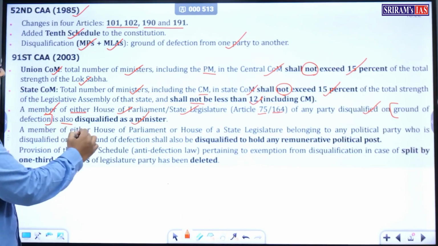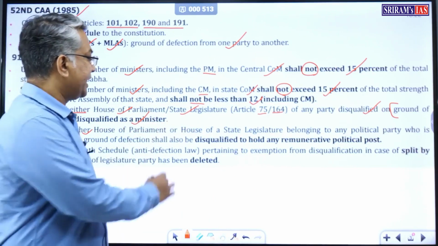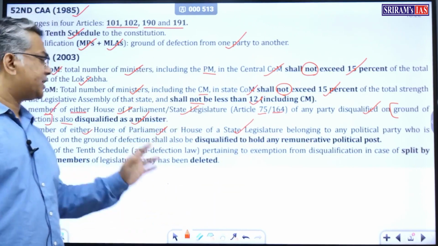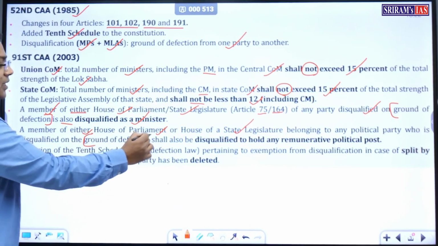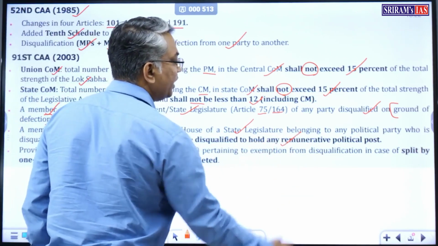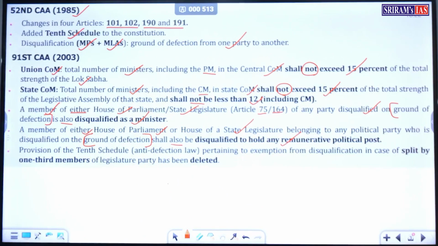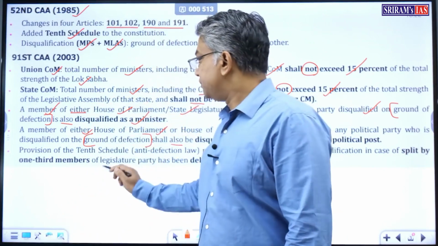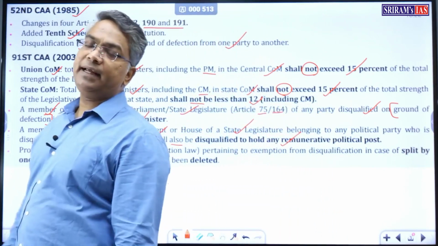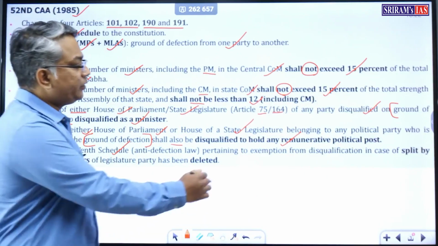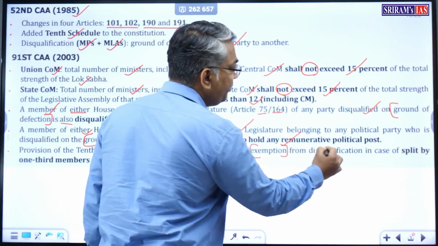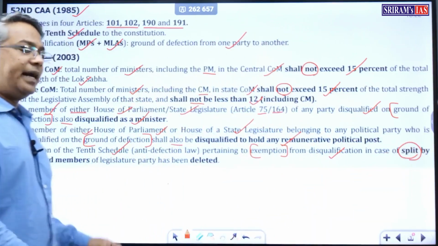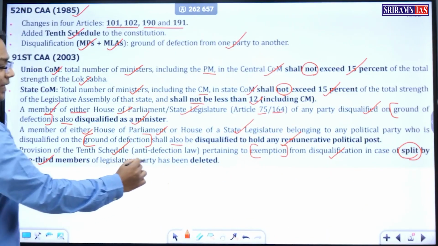And also a member of either house of the Parliament or house of the state legislature belonging to any political party who is disqualified on the grounds of defection shall also be disqualified to hold any remunerative political post. And the provision of the 10th Schedule, that is relating to the anti-defection law pertaining to exemption from disqualification in case of split by 1/3 of the members of the legislative party, has been deleted.